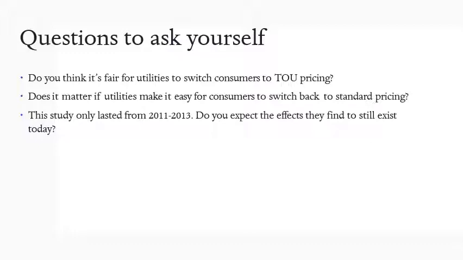So, questions to ask yourself. Do you think it's fair for utilities to switch customers to time of use pricing? In other words, we've been on these fixed retail prices for a long time. Is it fair for utilities to now start switching customers to time of use pricing? Are there problems with this? Is it equal for all customers, whether or not they're low income, low users, or high income, high users? Does it matter if utilities make it easy for customers to switch back to standard pricing, to opt out? And the study only lasted from 2011 to 2013. Do you expect the effects they find to still exist today?